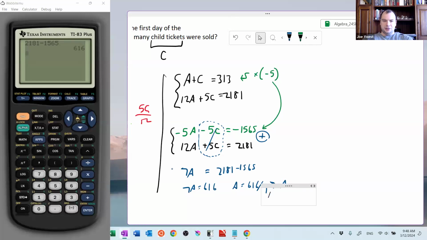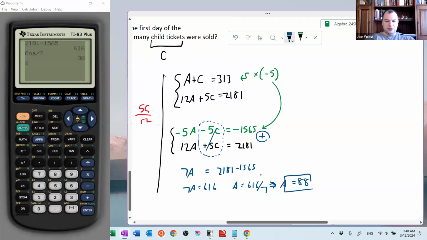And I get that a is 616. Oops. Wrong screen. There we go. And then I can just hit divided by 7, and the calculator will reference the previous answer. So 616 over 7 is 88. Adult tickets sold.